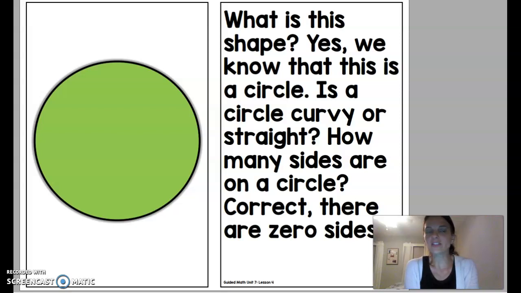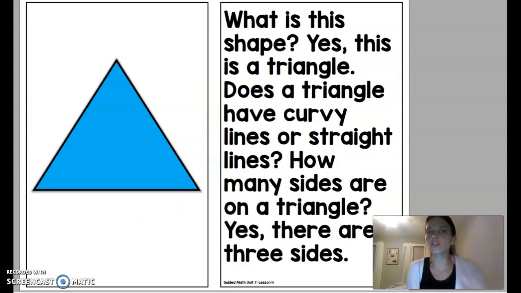Then after you find all the circles, I want you to draw a triangle. And I'd like you to go around your room or at your house, and I want you to find all the triangles you can find. And I want you to write the number of triangles. So if you found 10 triangles, you're going to write 10 right next to the triangle.